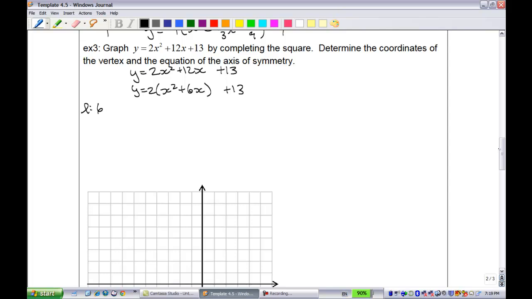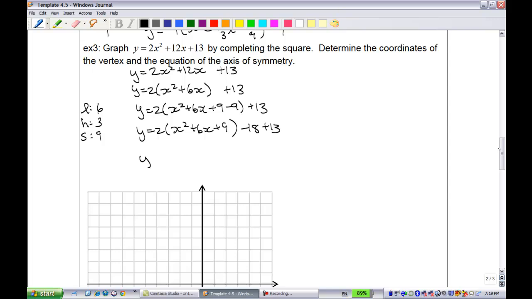The linear term is 6, at least the coefficient is. Half the linear term is 3. The square of that is 9. So we have 2 times x squared plus 6x. So we add 9, subtract 9, and we add 13. The negative 9 we need to move out of the bracket. We need to expand that away. 2 times negative 9 is negative 18 plus 13. So we have x squared plus 6x plus 9 minus 5 in this case.